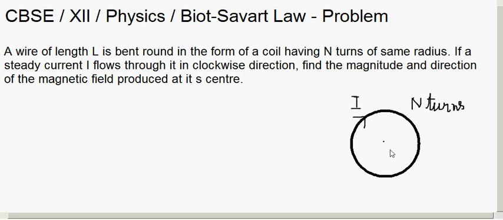We have already learned what is the magnitude of the magnetic field at the center of a circular loop carrying clockwise current, and we also know what happens if the current is in the anti-clockwise direction. Now the same thing we can apply for this condition.